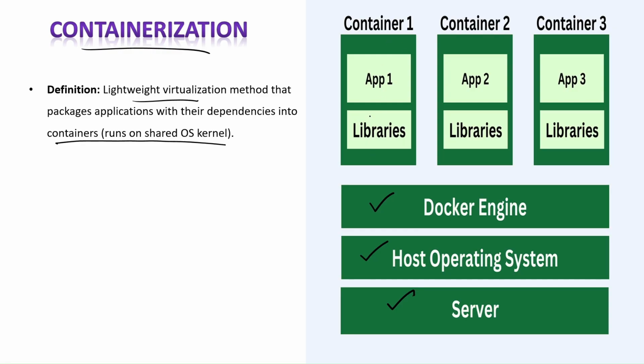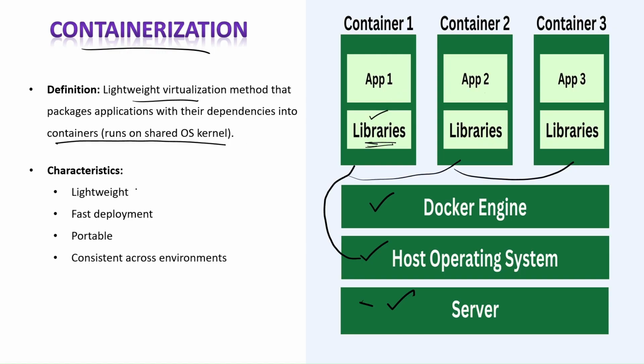Each container has all the libraries and dependencies that are required for its application. This gives us something very lightweight compared to VMs. In the case of VMs, each VM has its own operating system. Here, the containers do not have their own operating system. They use the operating system kernel, and it is shared among all the containers. That's why it is very lightweight. It only has the required libraries that are used by the application.